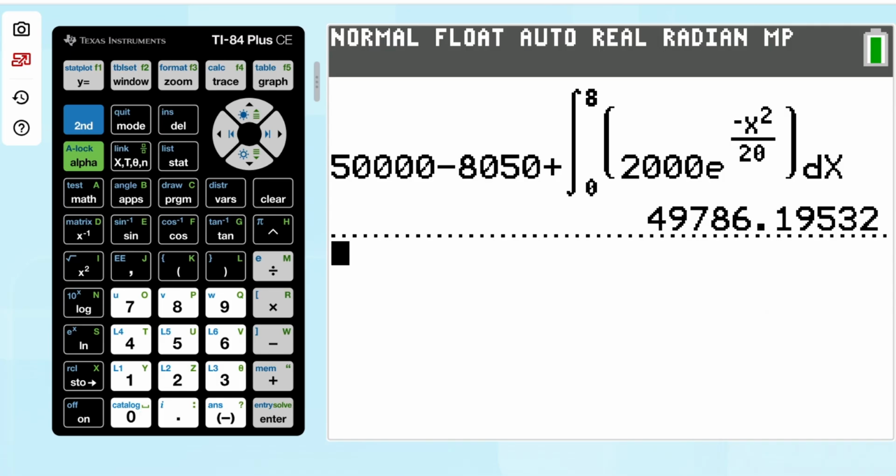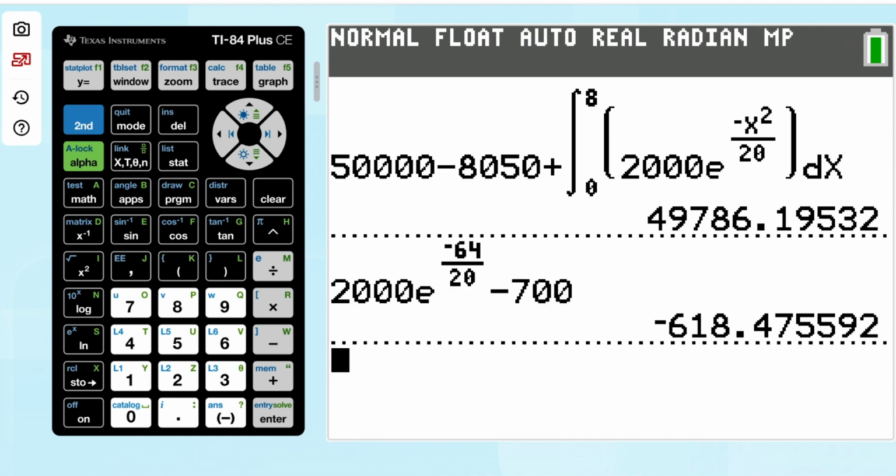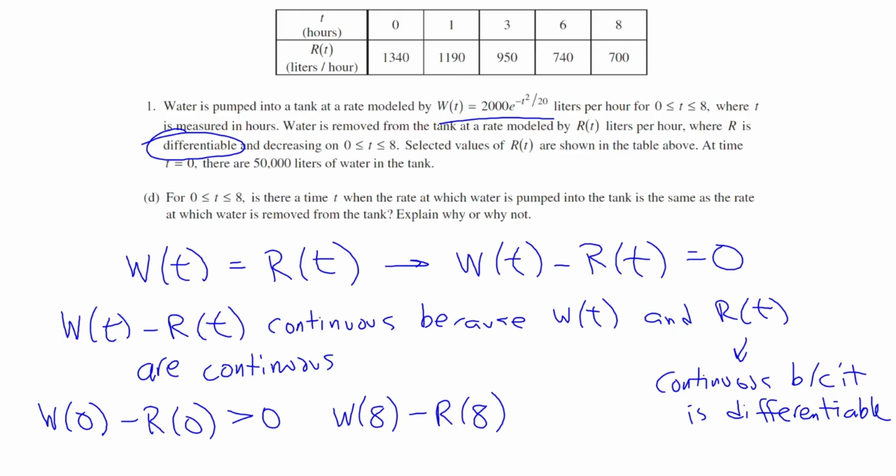So W is 2000 e to the power of negative x squared over 20. So if x is 8, that's going to be negative 64. So I'm going to use that same thing there, negative 64 over 20. And then we want to subtract from that the value of R of 8, which we knew was 700. And we get negative 618. And so we know that is less than 0.